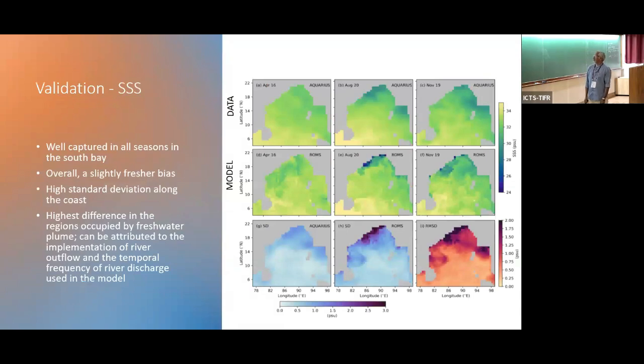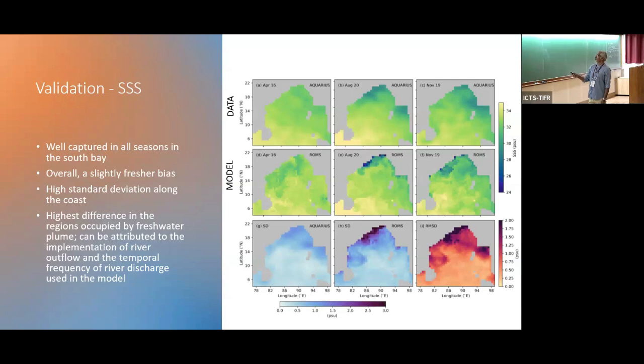The salinity simulation needs improvement because there are issues with it. One of them is related to the river runoff. The data that we have used is climatological, owing to the lack of a much better product. And there are also issues with how the model is handling things, because we don't have explicit estuaries and so on.